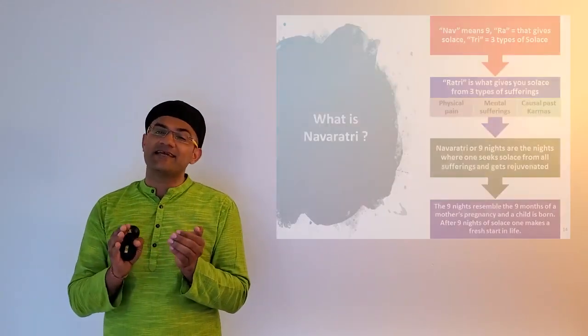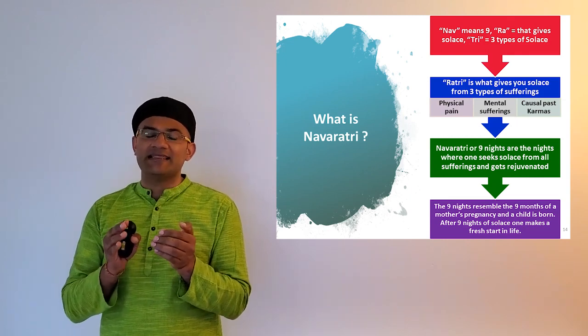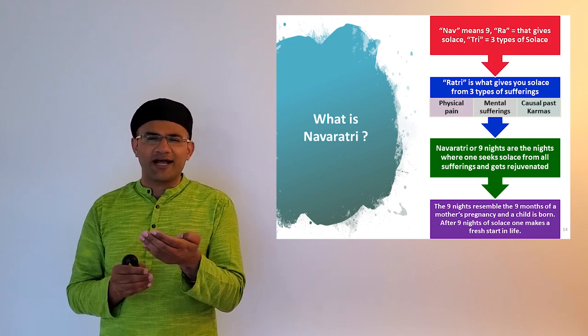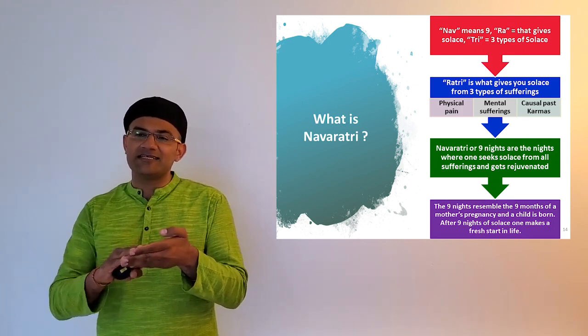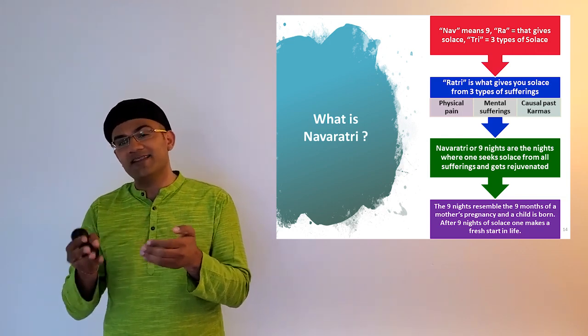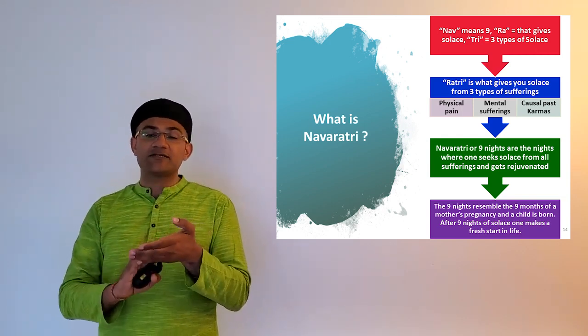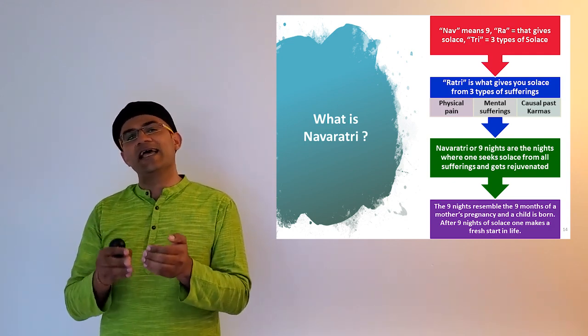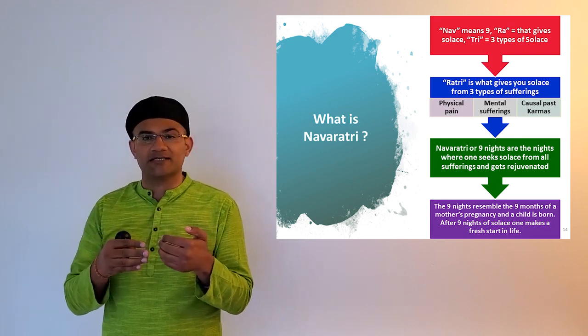Now, what is Navaratri? Let's understand it. What is Navaratri, before we go down to the exact science of it. So Nava means 9, Ra means that which gives solace, and Tri means 3. So Navaratri, Ratri, basically gives a solace of 3 types. So what are these 3 types of solace? Solace from physical pain, mental suffering, and causal past karmas.